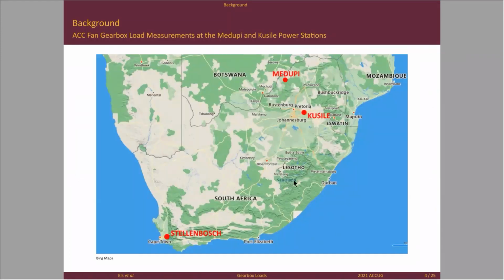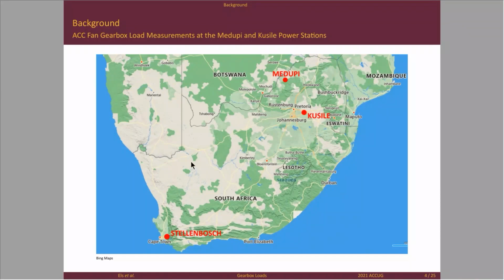Just to show you where everything is, Medupi is up north, close to the Botswana border. It's about 350 kilometers north of Pretoria. It's a beautiful part of the country, lots of wild animals and so on. Kusile is just east of Pretoria, Johannesburg. And then Stellenbosch is down here south, in the southern point of Africa. Now this is very old, from the 1600s, a wine country, a beautiful part of the world. So please come and visit us.